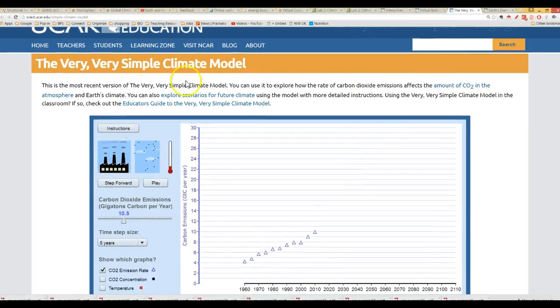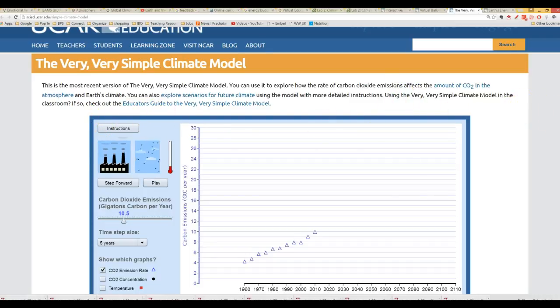So the first thing I'll do is, I know it's this model. I'm exploring how the rate of carbon dioxide emissions affect the amount of CO2 in the atmosphere, and how they affect Earth's climate. And it looks like I can also do something else with more detailed instructions, so I'll ignore that for now. Just start at the beginning.